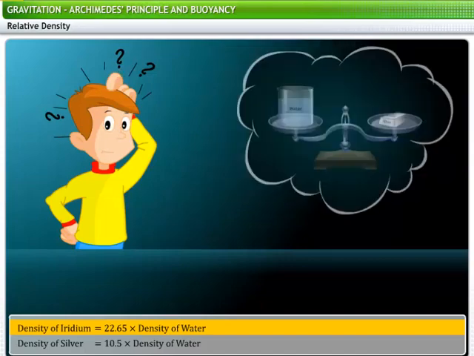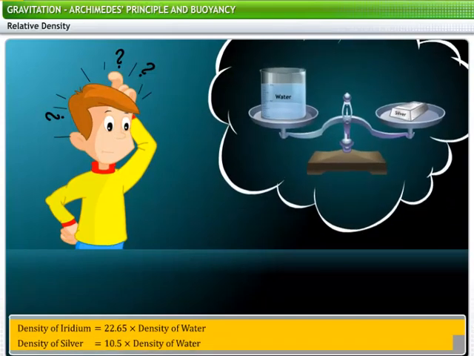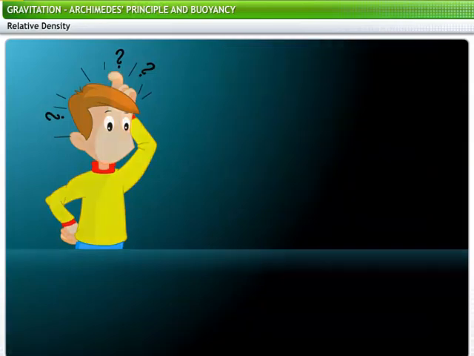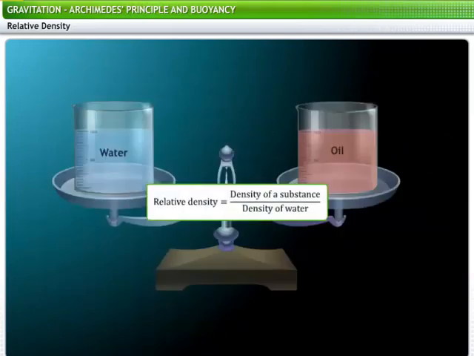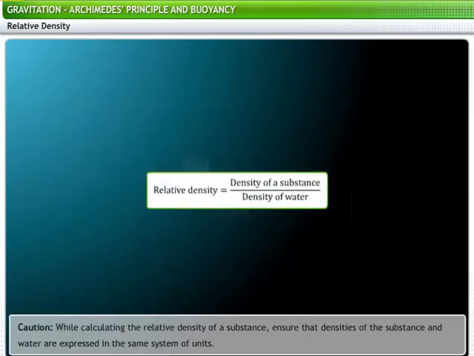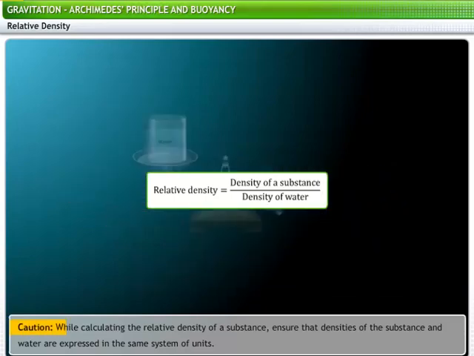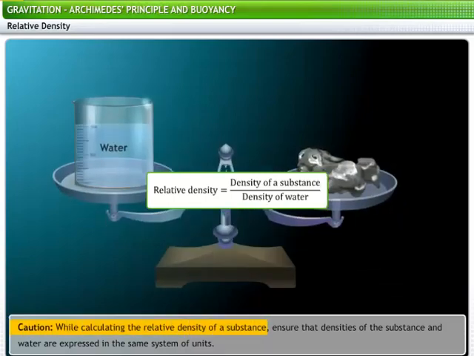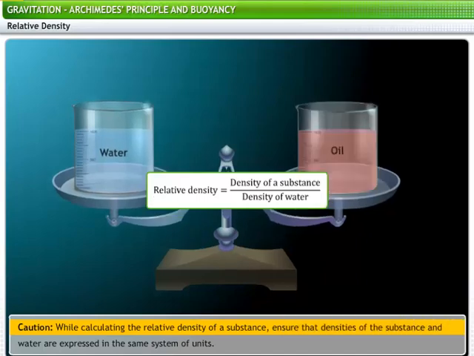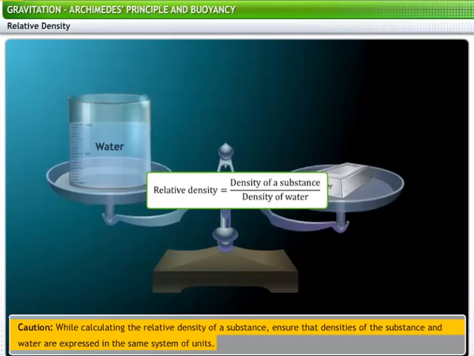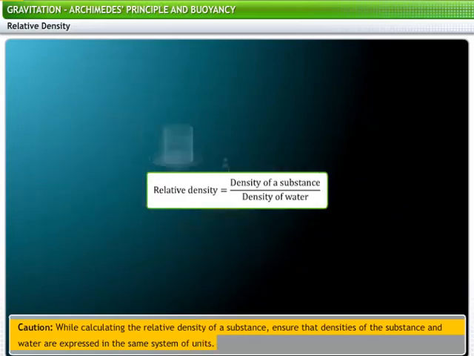As a more common example, the relative density of silver is 10.5. This means silver is 10.5 times as heavy as water. Since the relative density is a ratio of similar quantities, it has no unit. However, while calculating the relative density of a substance, care should be taken that densities of the substance and water are expressed in the same system of units.